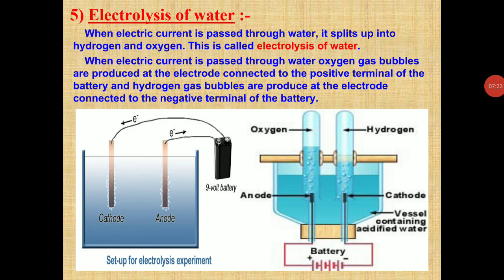When electric current is passed through water, oxygen and hydrogen are liberated at different electrodes. Oxygen gas bubbles are produced at the electrode connected to the positive terminal, that is the anode, and hydrogen gas is liberated at the electrode connected to the negative terminal of the battery, that is the cathode. So oxygen is produced at the anode and hydrogen is produced at the cathode.